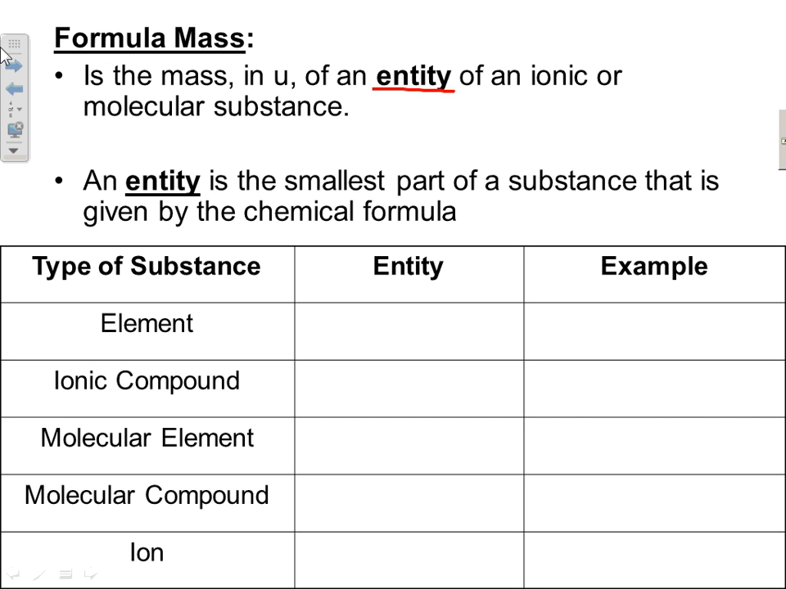I'm going to complete the table. The table is important on this. This is going to tell you what an entity is, and then we're going to be using entities on Wednesday after we're done the review and the test. We'll be calculating these entities.